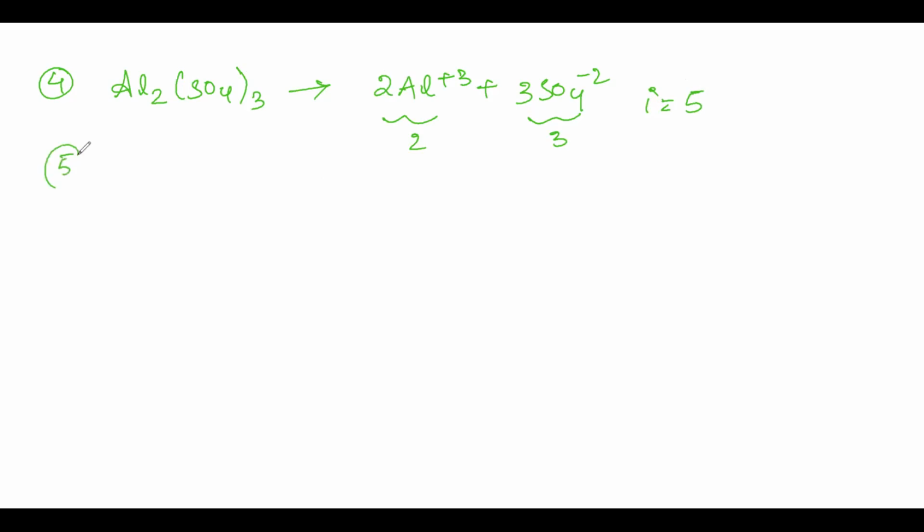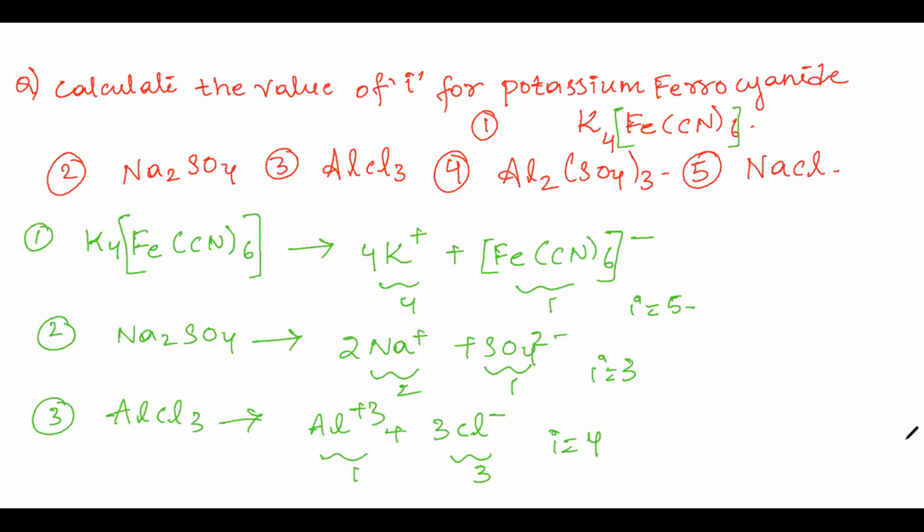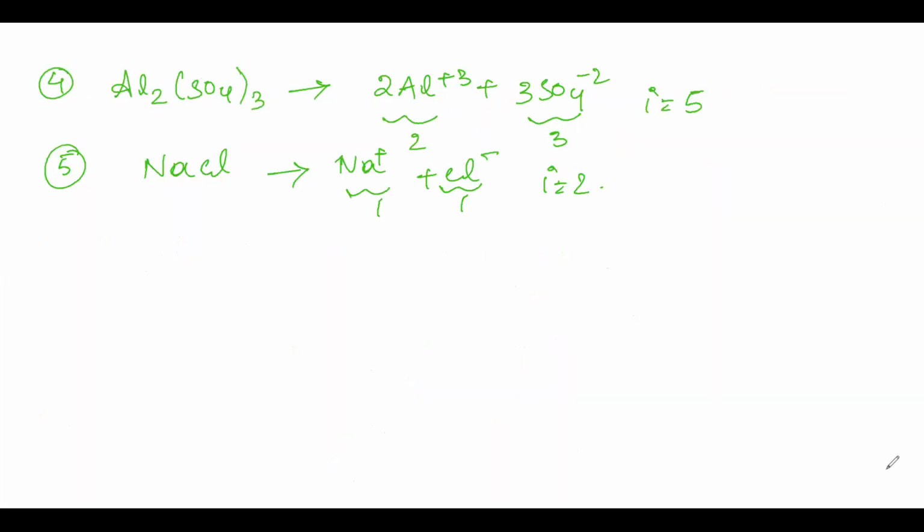Similarly, NaCl gives rise to Na+ and Cl-. That is 1 plus 1, which is equal to 2. So these are the i values if it is 100% ionized. So if it is 100% ionized, we can say the i values like this.